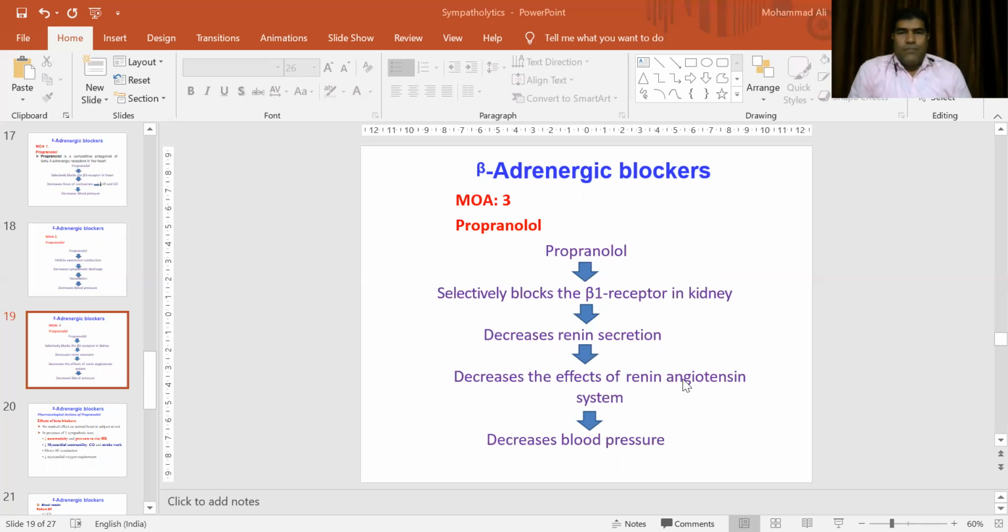Now coming to mechanism 3. Propranolol selectively blocks the beta 1 receptor in the kidney, which decreases the secretion of renin. After that, the effect of the renin angiotensin system decreases, which leads to decreased blood pressure.